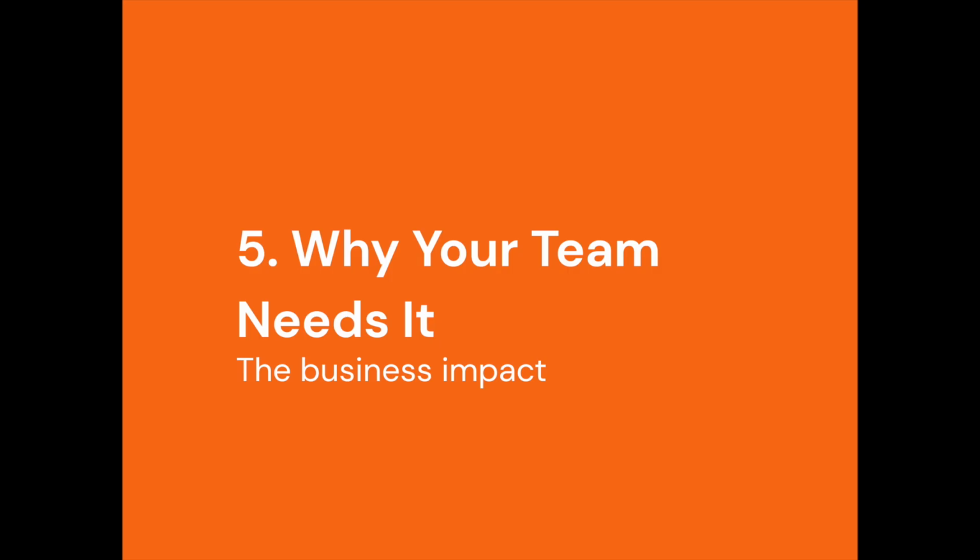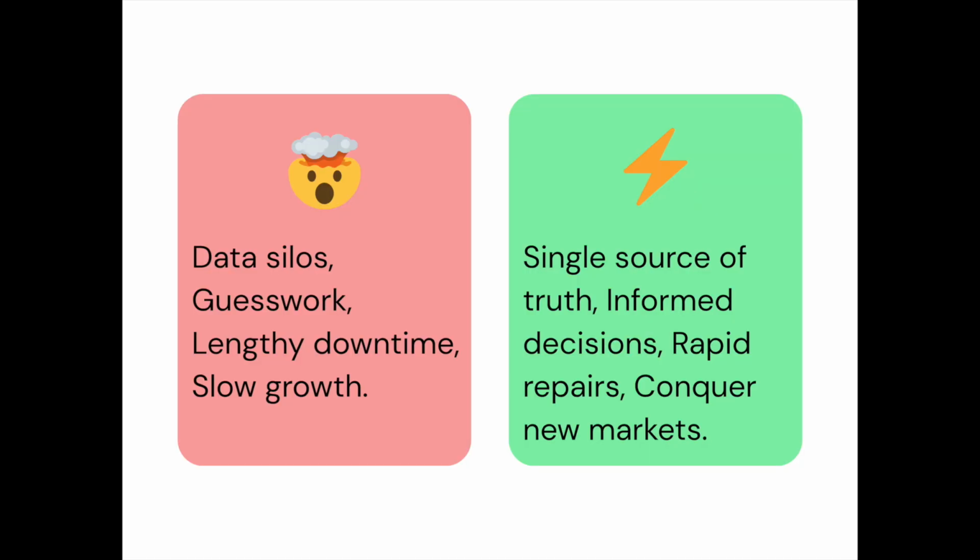Okay, so we've looked at all the cool features, but what's the real-world impact on the business? Let's connect the what and the how to the why. Why does your team and your bottom line actually need this level of control? The difference is just night and day. Before, you've got data silos, a ton of guesswork, which leads to long downtime and really slow, cautious growth. With Zonedge, you get a single source of truth. That means you're making informed decisions, which leads to rapid repairs and gives you the confidence to go out and conquer new markets way more efficiently. It's a total transformation of how you operate.